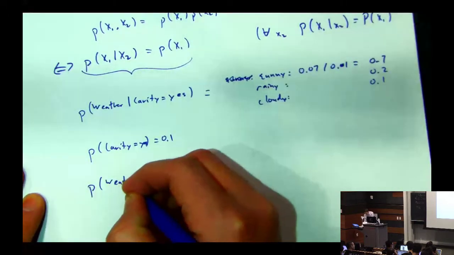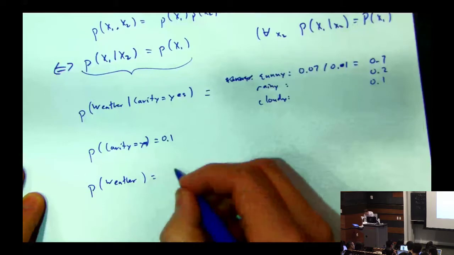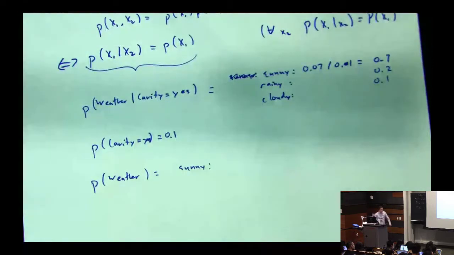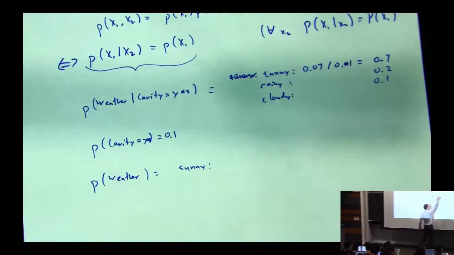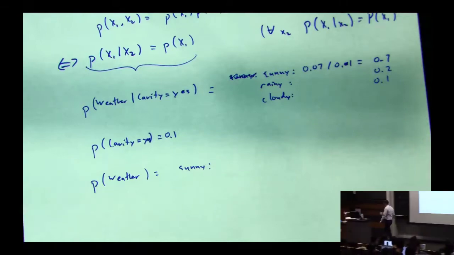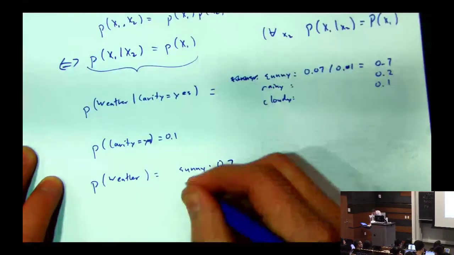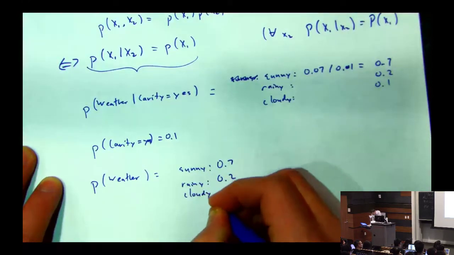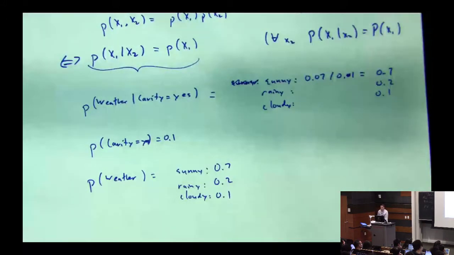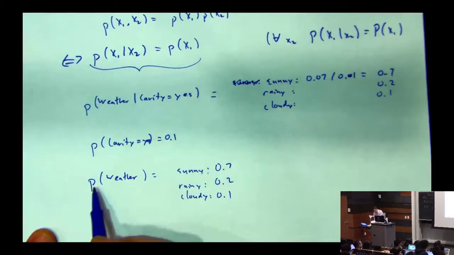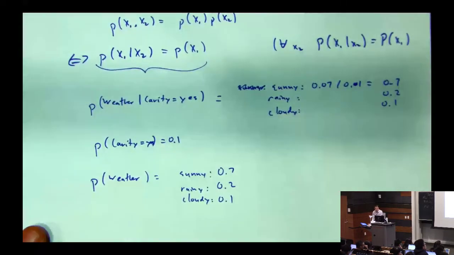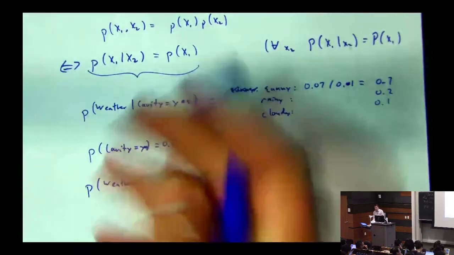Furthermore, if I just want to say P of weather, the probability of it being sunny is what? It's just the sum of these two things, right? That's also 0.7. And rainy is the sum of the next two things, which is 0.2, and cloudy is 0.1. So these are in fact independent, and the way that I find sort of easy to see that is to say that the marginal probability here is the same as the conditional probability given cavity. I've just only shown it for yes, but you can do it for no as well.